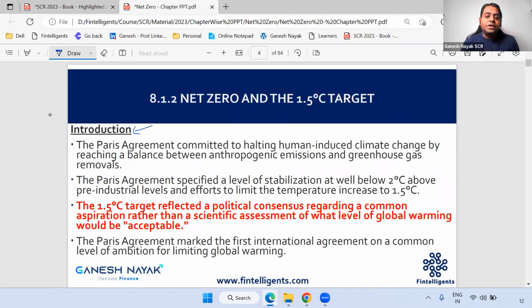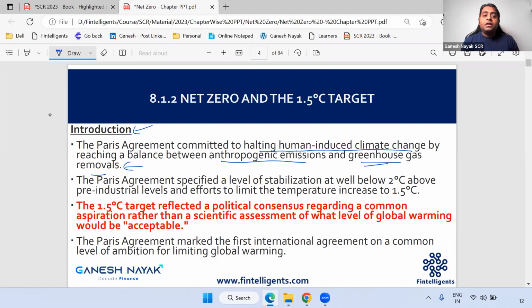So when the Paris Agreement was introduced, okay, the intention of the Paris Agreement was to halt human-induced climate change so that we should not have an increase in the temperature. Okay, and if you want to do that, the Paris Agreement also recognized that the anthropogenic emission, that means the carbon dioxide that we are introducing into the atmosphere, and the greenhouse gases being removed, there should be a balance between them. And that is where the concept of net zero comes into the picture. So the first major forum where this concept, that whatever carbon dioxide you're pushing in should also be removed, was discussed was the Paris Agreement.